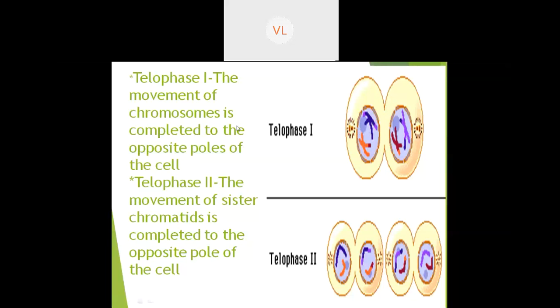These chromosomes will move to the opposite poles of the cell, okay, in telophase 1. Means they are ready to separate. For that, they are trying their level best, we can say. Okay, in telophase 1. Are you getting my point? Yes, ma'am. Okay.